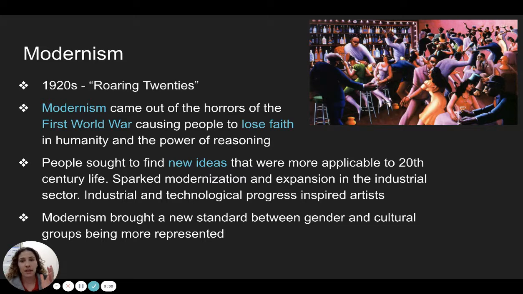So modernism came out of the horrors of the First World War, which caused people to lose faith in humanity and the power of reasoning. So people sought to find new ideas that were more applicable to 20th century life. So this creates this modernization and expansion of the industrial sector. And so there was a lot of carelessness and fun and frivolousness because of this kind of lack of hope and faith. So it created this new standard and also new roles for gender and cultural groups.